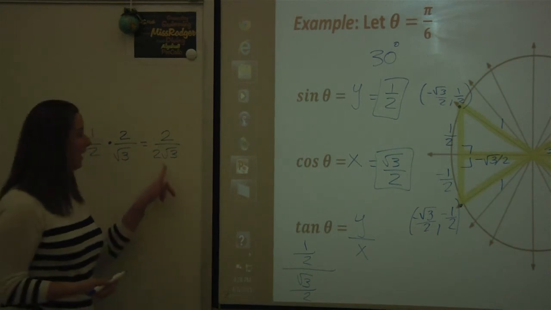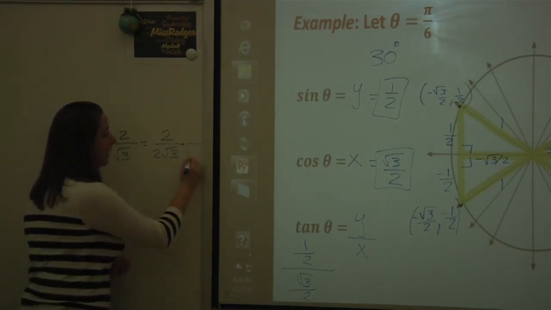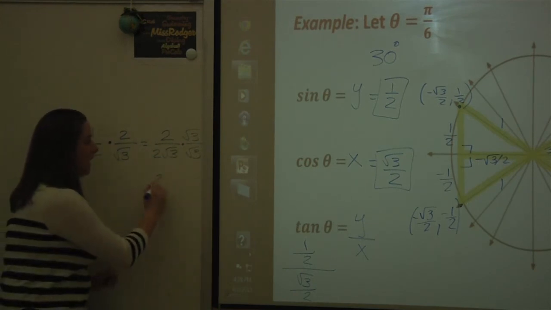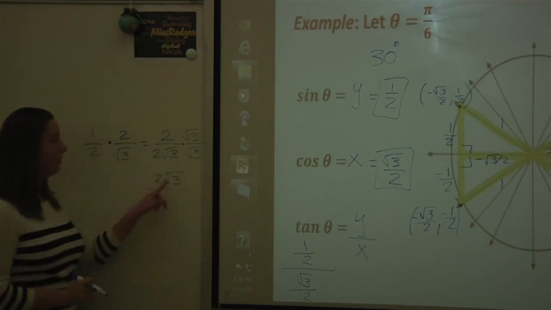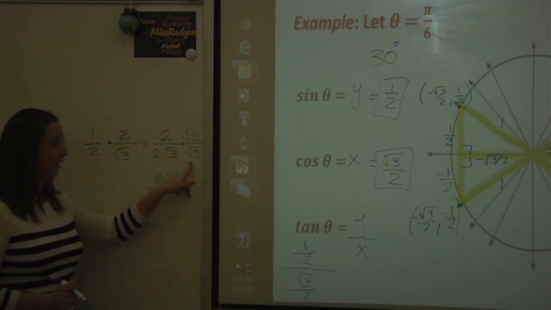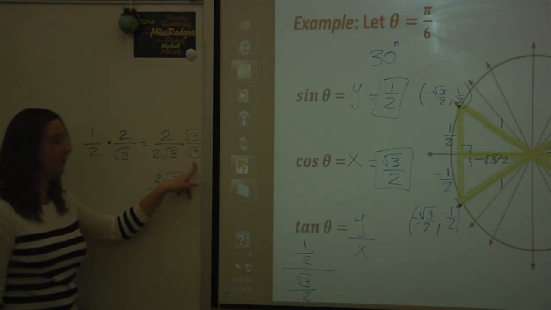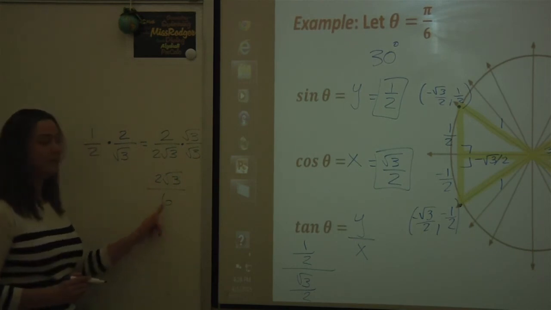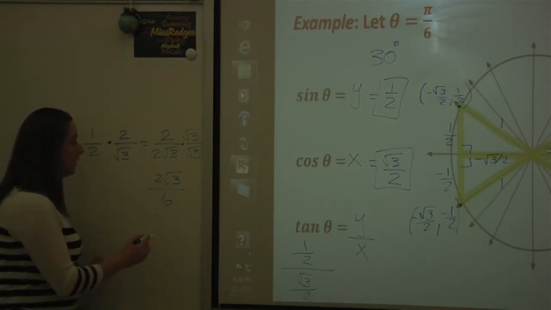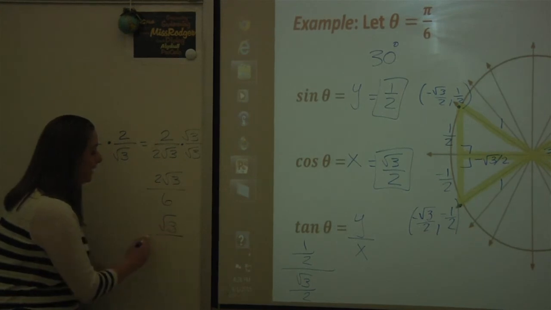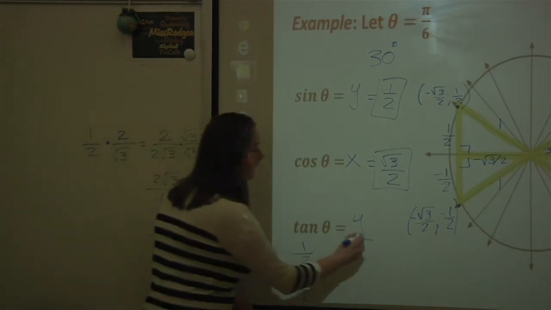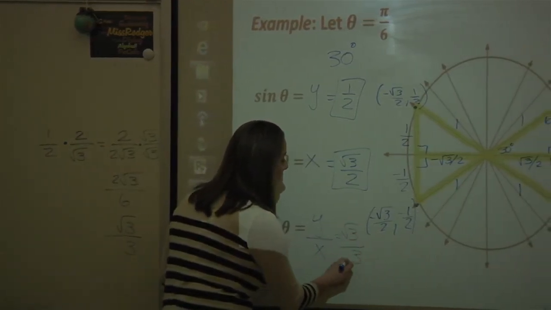And again, I can't have radicals in the denominator, so I'm going to multiply this by radical 3 over radical 3. In the numerator, we have 2 radical 3, and in the denominator, we have 2 times radical 3 times radical 3. Radical 3 times radical 3 is radical 9, which simplifies to be 3. So 3 times 2 is 6. And now I can simplify my 2 and my 6. 2 goes into 2 once, 2 goes into 6 3 times. So my tangent of pi over 6 is going to be radical 3 over 3.